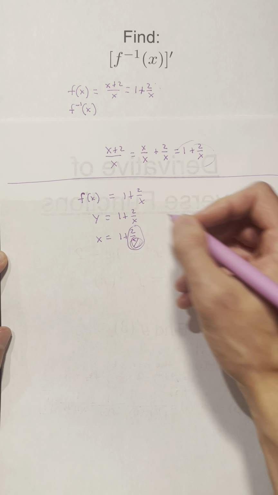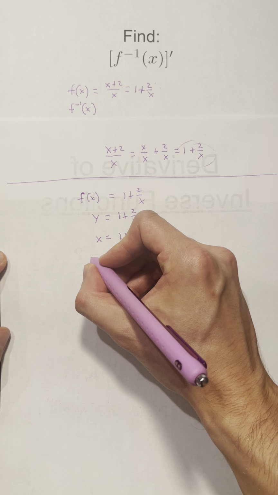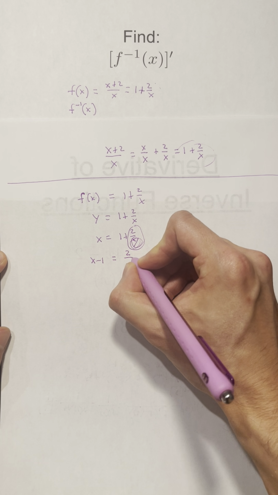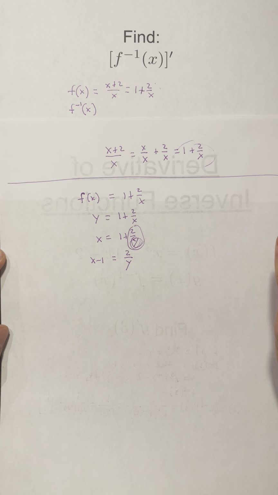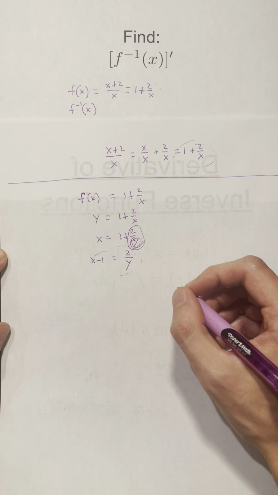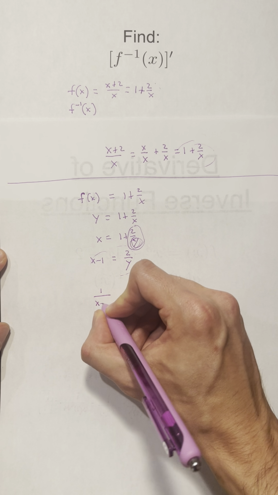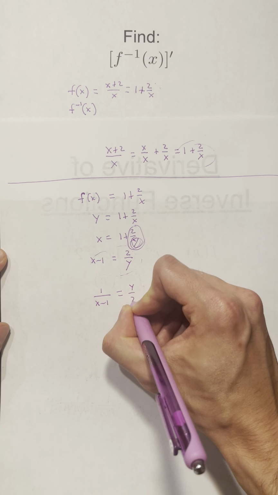So to get this by itself, what do I need to do to both sides of the equation? Subtract 1. Okay. Now how do I get y by itself? Take the reciprocal of both sides of this equation. So 1 over x minus 1 is equal to y over 2.